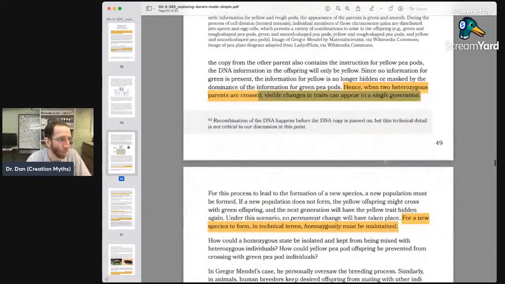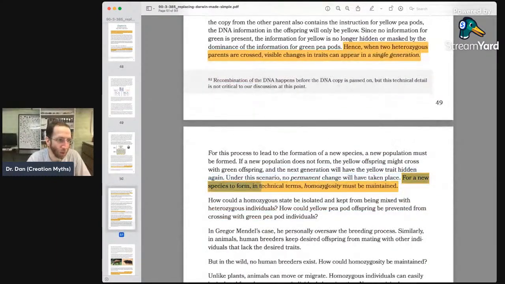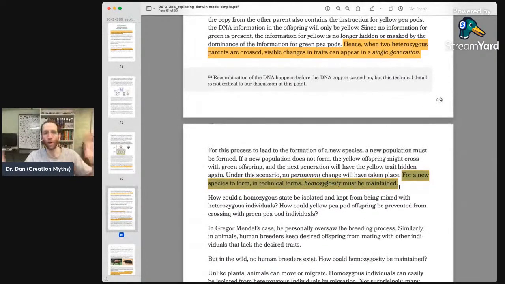That's all that is. So for new species to form, in technical terms, homozygosity must be maintained. So he's saying your ancestral species has this heterozygosity, lots of variation. And then as those lineages diverge and branch off from each other within your created kind, each individual lineage becomes more homozygous. So you have all this variation, and it gets apportioned into each lineage. And whatever variance each lineage gets, that's responsible for making each lineage its own thing with its own unique traits. That's the argument here for how speciation works.